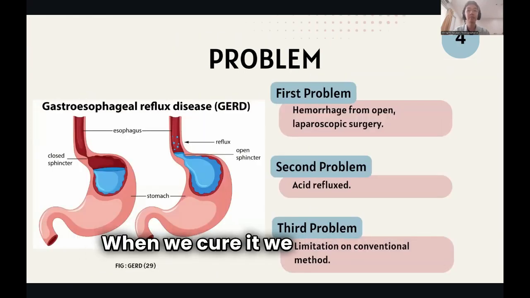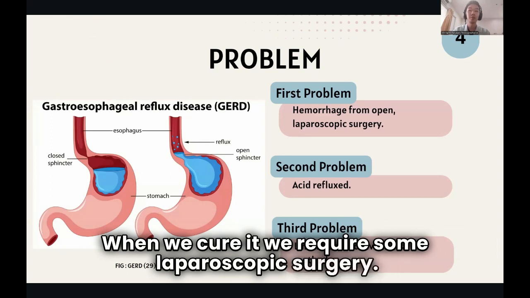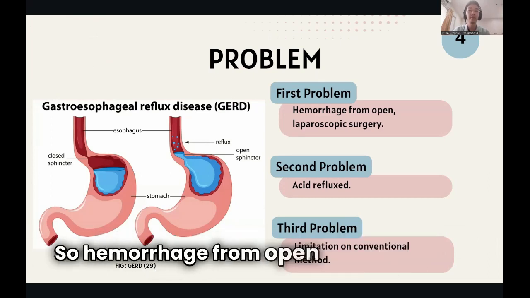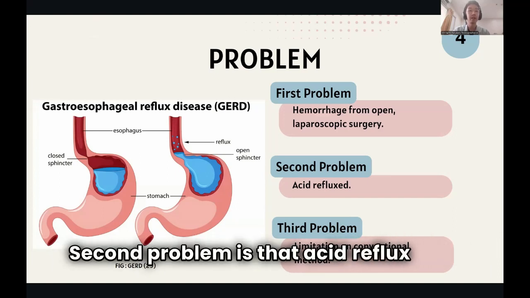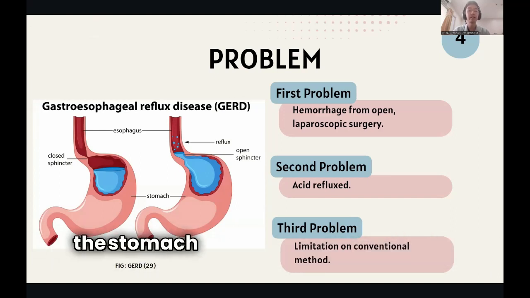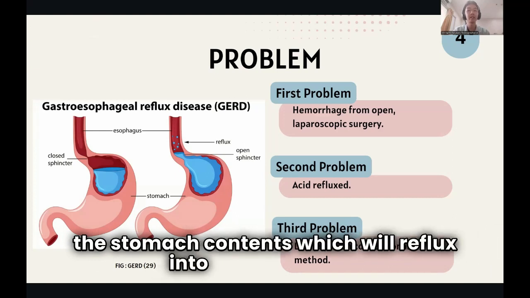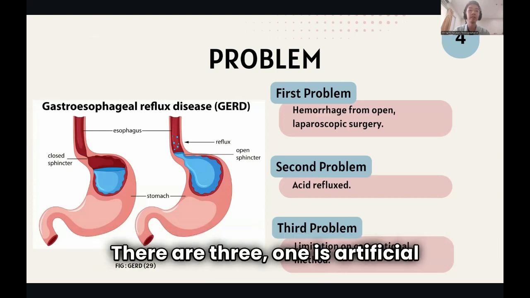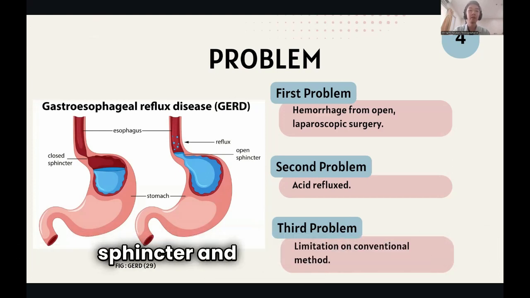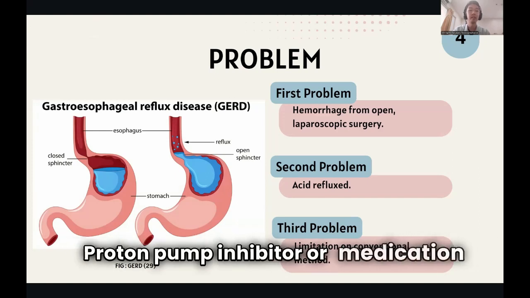When we cure it, we require some laparoscopic surgery. So hemorrhage from open or laparoscopic surgery is the first problem. The second problem is the acid reflux, where the stomach content refluxes into the esophagus. The first one is the limitation of conventional methods. There are three: artificial sphincter and surgery procedure, proton pump inhibitor, or medication.